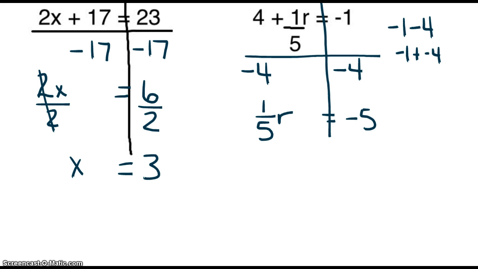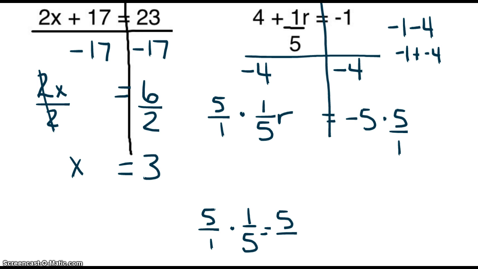Our next step is we're still trying to isolate our r, and we have 1/5 times r. So we're going to want to divide both sides by 1/5. That is the same thing as if we take the inverse of 1/5 and multiply. The inverse of 1/5 is going to be 5 over 1. So we're going to multiply both sides by 5 over 1. So 5 over 1 times 1 over 5 equals 5 times 1 is 5, and 1 times 5 is 5, which equals 1, which isolates our letter r, which is what we want.